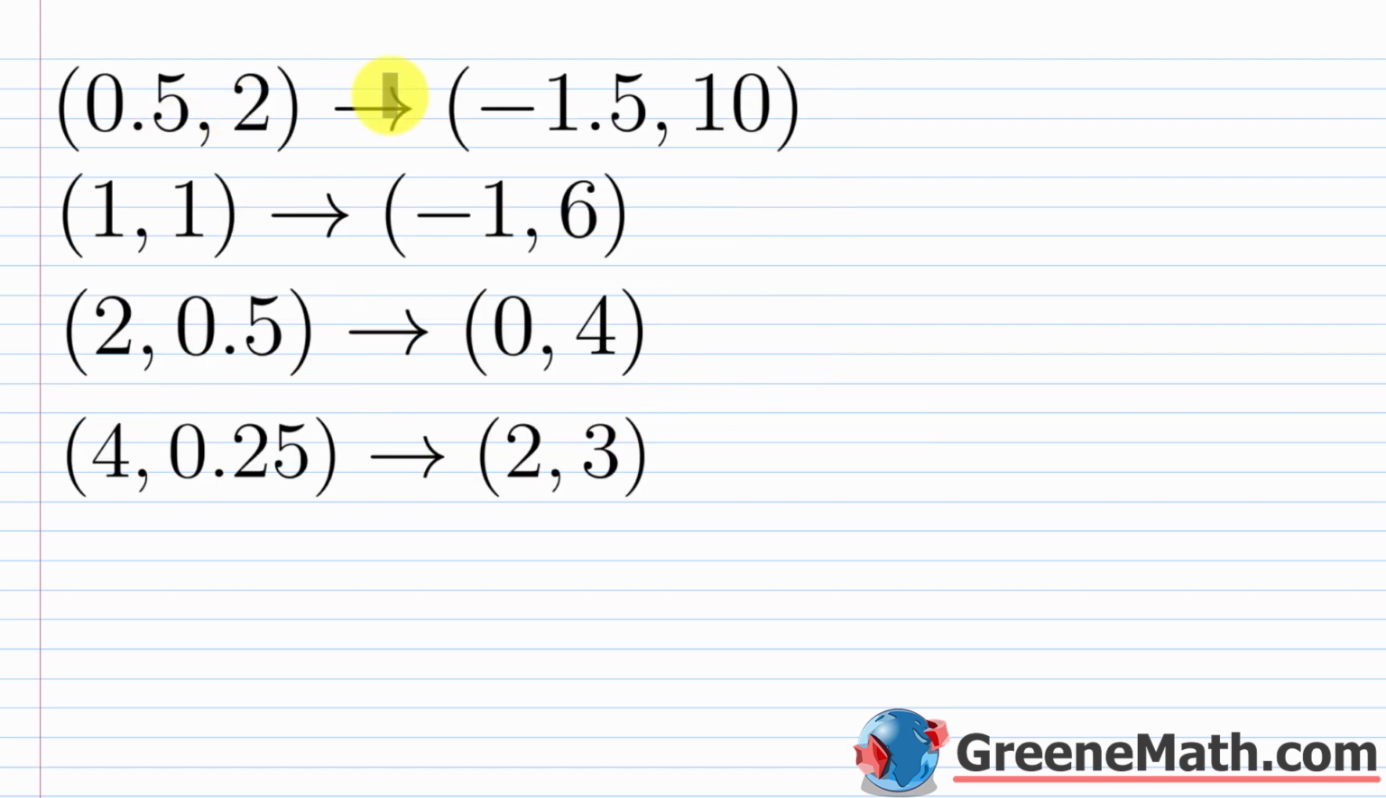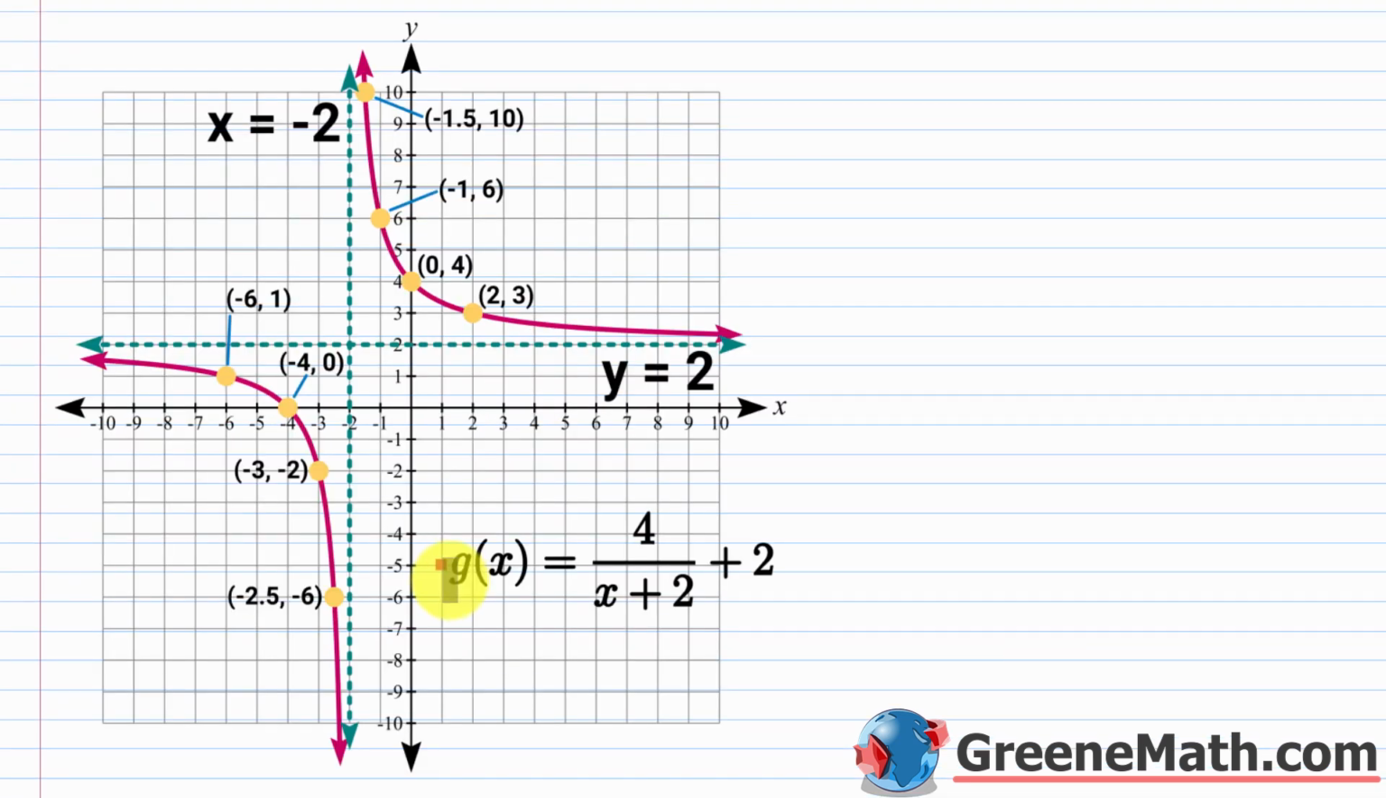Then 0.5 comma 2, that's going to be negative 1.5 comma 10. 1 comma 1 is going to go to negative 1 comma 6. 2 comma 0.5 is going to go to 0 comma 4. And then 4 comma 0.25 is going to go to 2 comma 3. So looking at the graph, this is going to be for g of x equals 4 over x plus 2, and then plus 2. Again, just using graphing transformations to get these points.